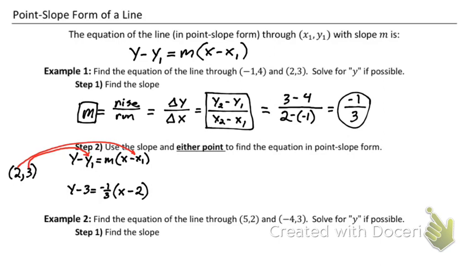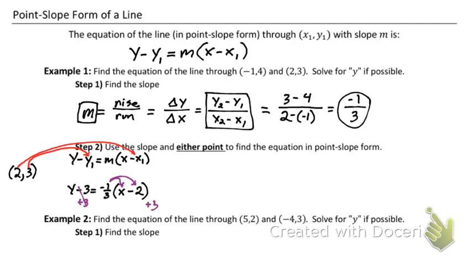Now it says solve for y. I kind of do this the same way every time. If you choose something different, so be it. I distribute the negative 1/3, and I add 3 to both sides. I do that in one step. So I'm going to distribute, and I'm going to add 3 all in one step.